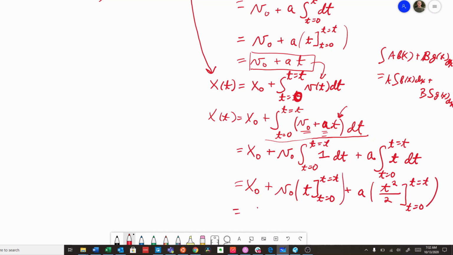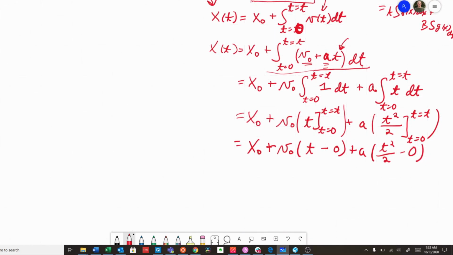Okay. Now I can plug my limits into my function and subtract. So plugging in t equals t, it's just t, minus plugging in t equals 0 into this function, it's just 0, plus acceleration times plugging in t equals t into the function is t squared over 2. Plugging in t equals 0 is again 0. So what I get is x0 plus v0 t plus, now I'll take that 1/2 and pull it out front, 1/2 a t squared. Aha!